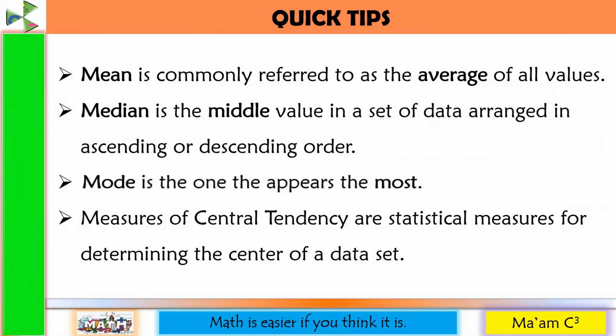Mean is commonly referred to as the average of all values. Median is the middle value in a set of data arranged in ascending or descending order. Mode is the one that appears the most. Measures of central tendency are statistical measures for determining the center of a data set.